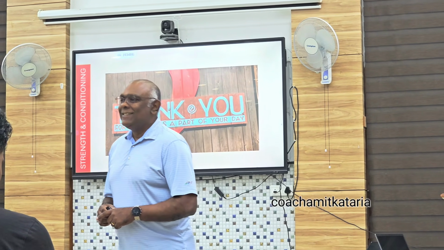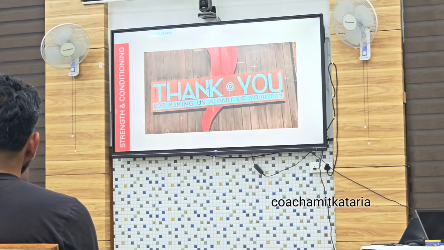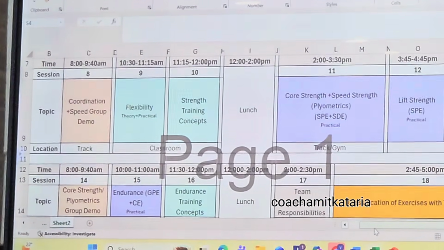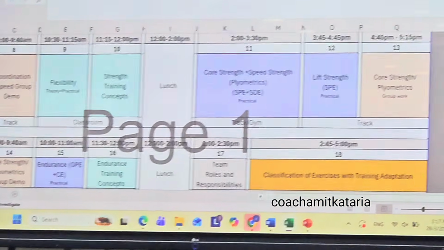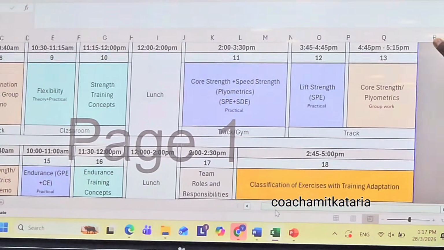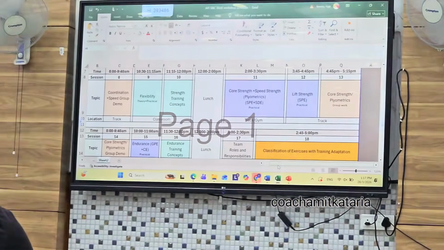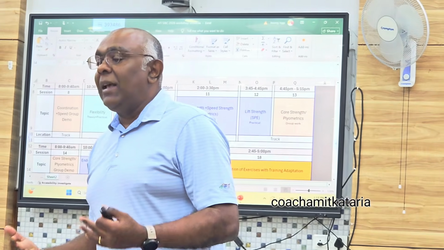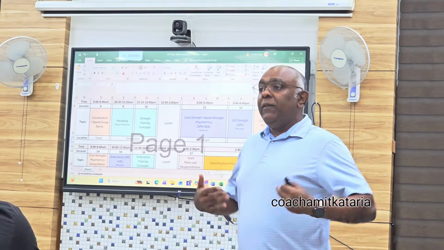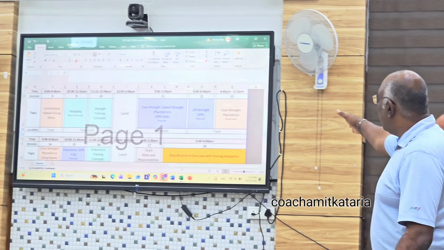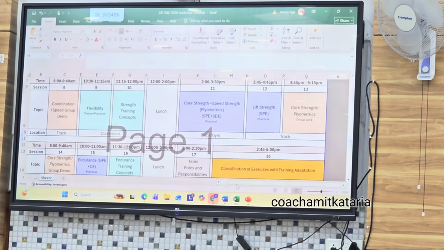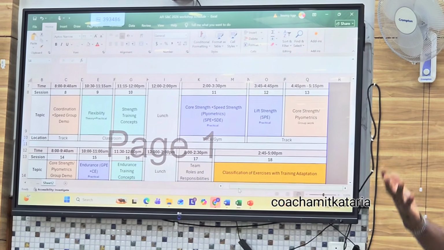Any questions? Then in the afternoon, we'll go into more related matters, core strength and speed strength. Speed strength, we'll talk more about plyometrics. And then we'll talk about lift strength, anything that we are lifting. I cannot put specifically max strength or that. Whenever we lift in the gym, we're going to show that. And then group work, core strength and plyometrics focus. So you will come up with the ideas.